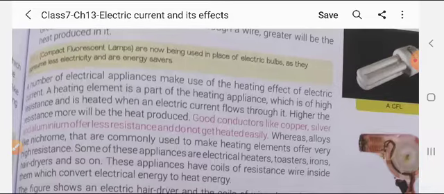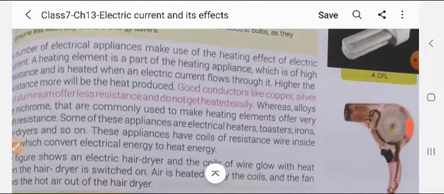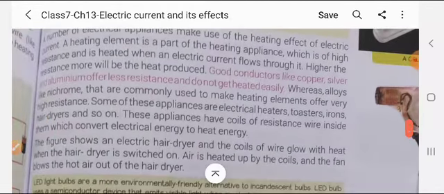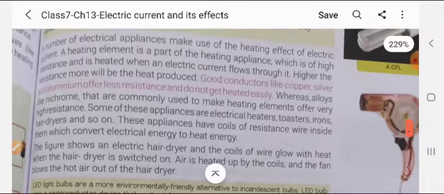Good conductors like copper, silver, aluminium offer less resistance and do not get heated easily. Now, students, again repeating, good conductors like copper, silver, aluminium are all of less resistance. They don't hold the electric current too much, and that's why they do not get heated easily.